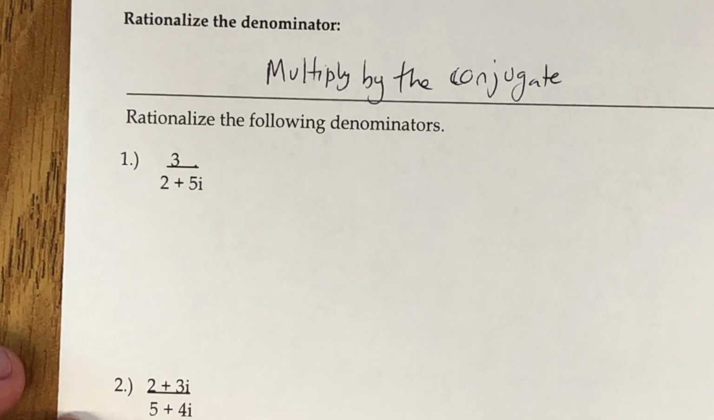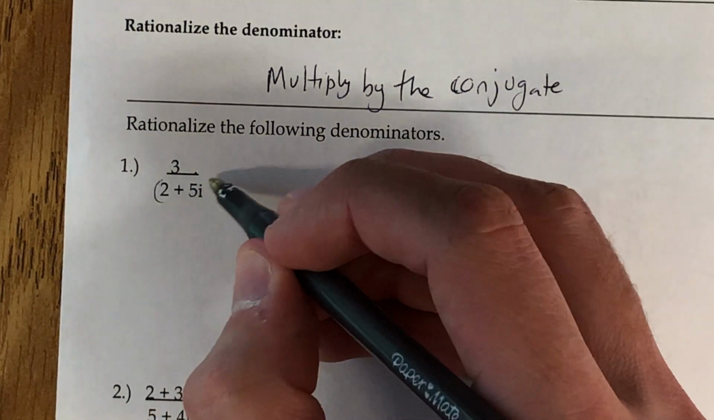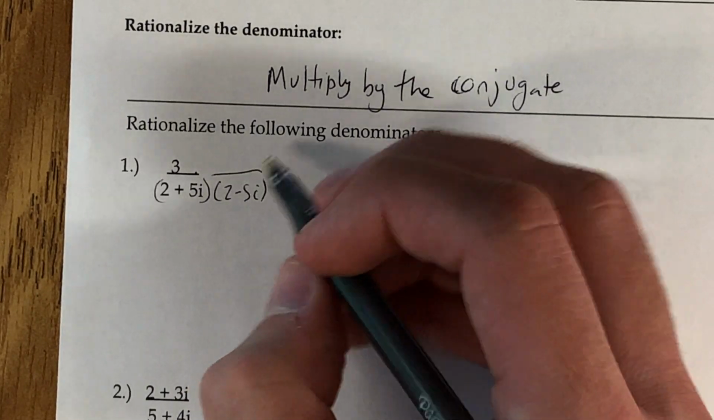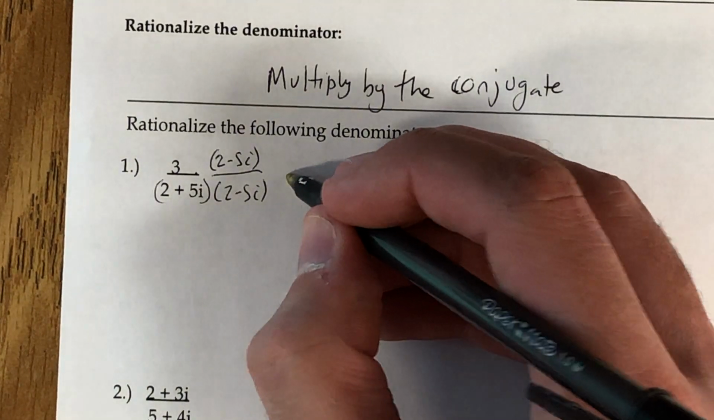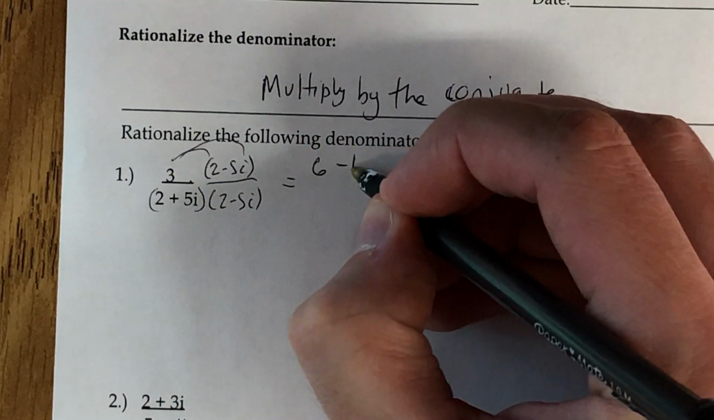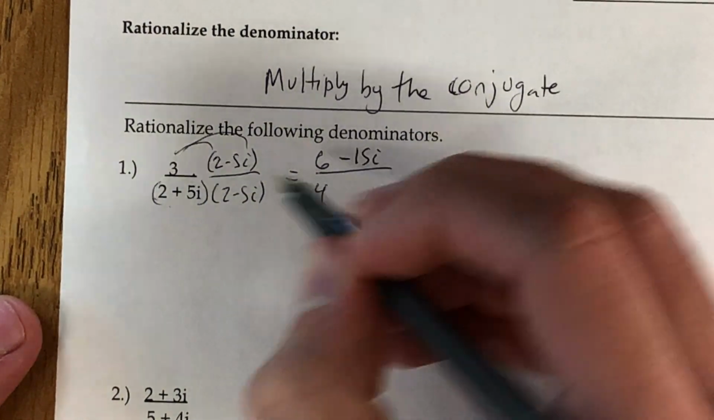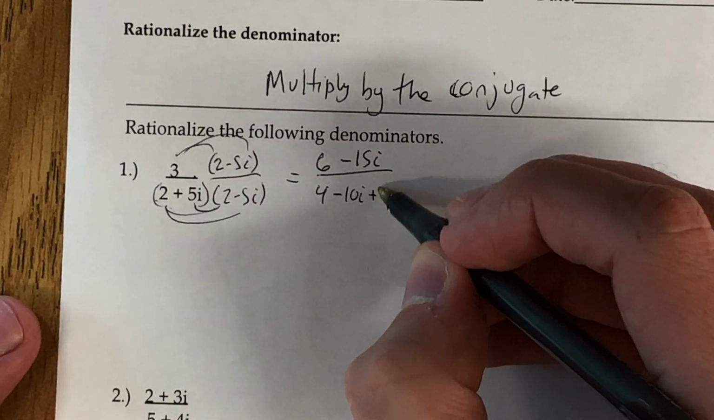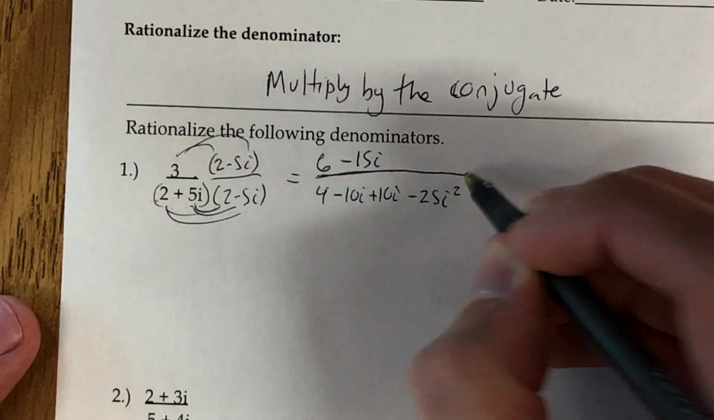So let's look at this one. Let's multiply by the conjugate. So the conjugate of 2 plus 5i would be 2 minus 5i. But if we're multiplying the bottom by 2 minus 5i, we also need to make sure to multiply the top. So let's go ahead and multiply here. So up top we have 3 times 2 is 6. 3 times negative 5i is negative 15i. Then down below, 2 times 2 is 4. 2 times negative 5i is negative 10i. 5i times 2 is 10i. And 5i times negative 5i is negative 25i squared.